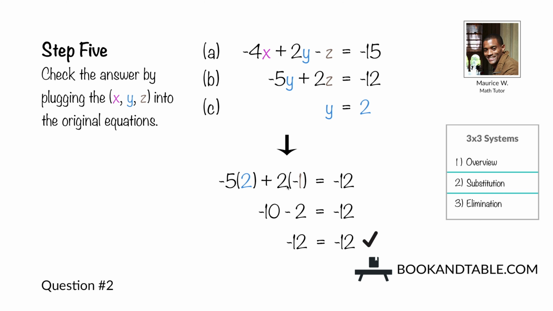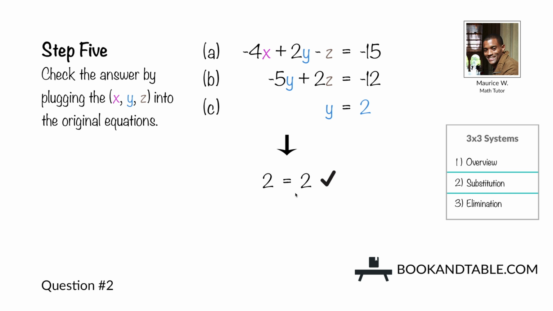For equation B, we have negative 5 times 2, which is negative 10, plus 2 times negative 1 is negative 2. Negative 10 minus 2 is equal to negative 12, providing the true statement, negative 12 is equal to negative 12, confirming that these are the correct values for y and z for equation B. In equation C, we know it is correct, 2 is equal to 2. So we found that the solution to this 3x3 system is x is equal to 5, y is equal to 2, and z is equal to negative 1.